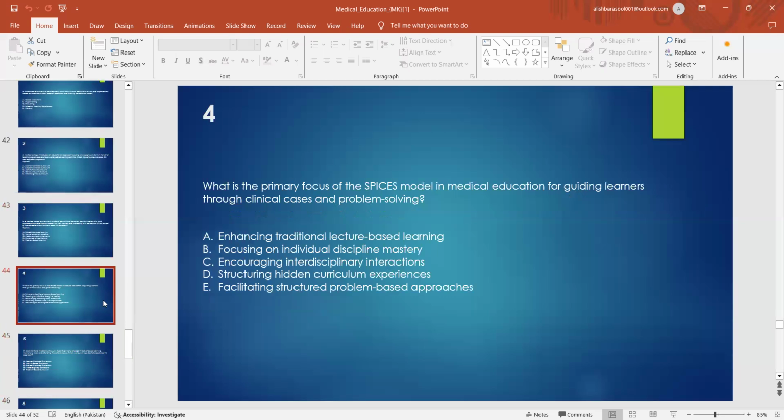What is the primary focus of the SPICE model in the medical education for guiding learners through clinical cases and problem solving? A, enhancing traditional lecture-based learning. B, focuses on individual discipline mastery. C, encouraging the interdisciplinary interactions. D, structuring hidden curriculum experiences. E, facilitating the structured problem-based approaches. E. Yes, it's the right answer.